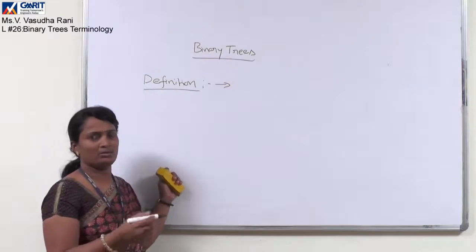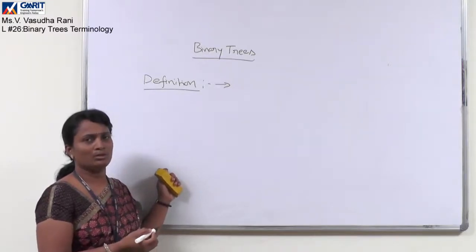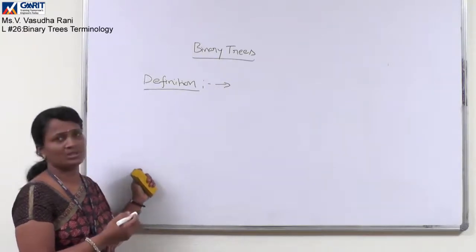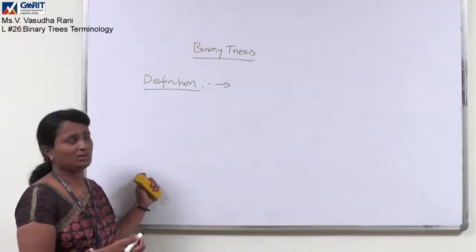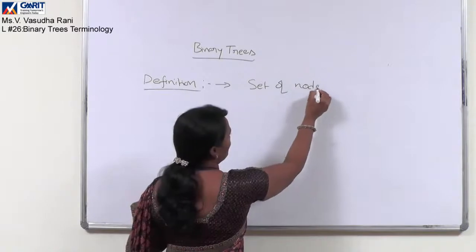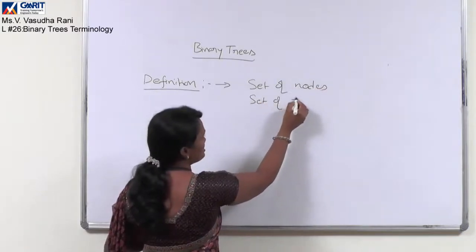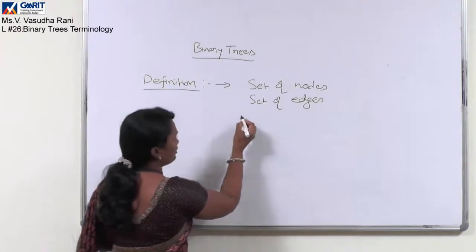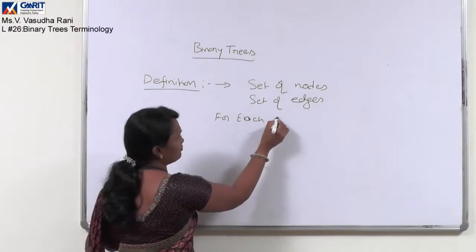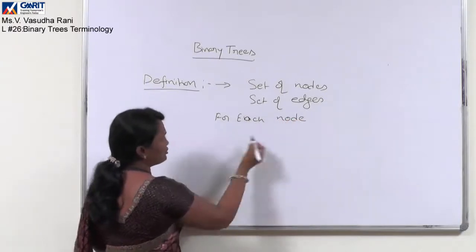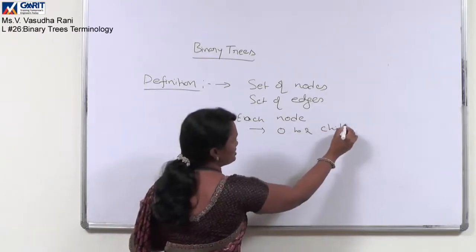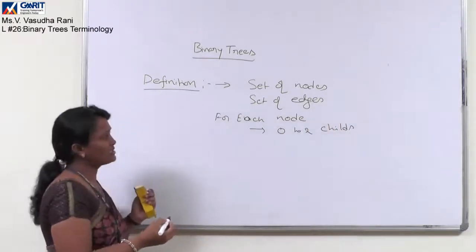two edges connected to the root node, which lead to the subtrees, which are disjoint from each other, like a set of nodes, a set of edges, but wherein each node can have 0 to 2 childs. At most 2 childs can be there.